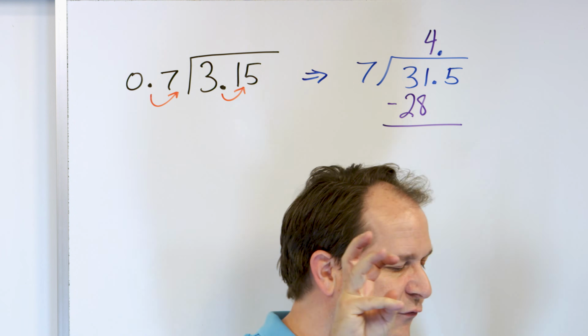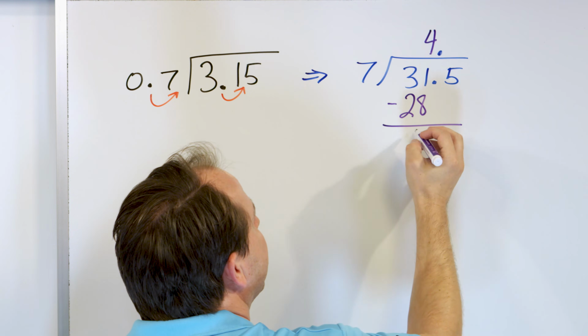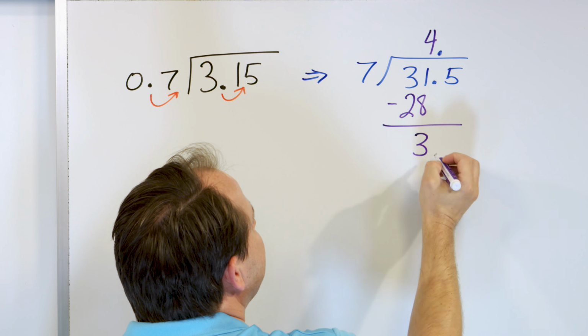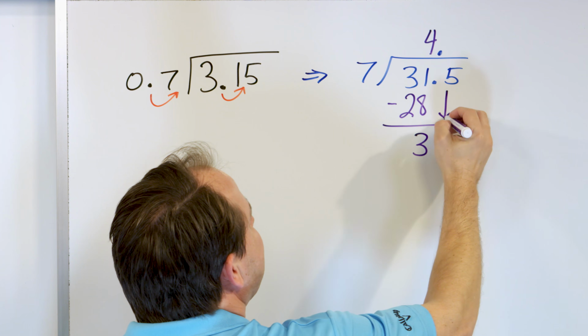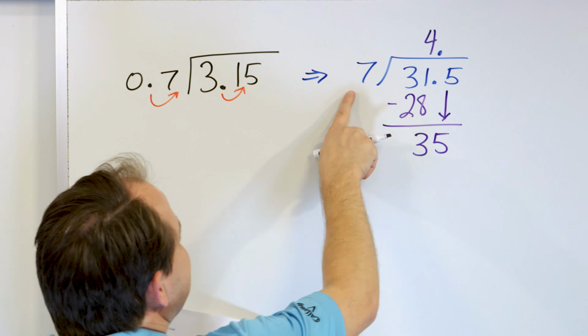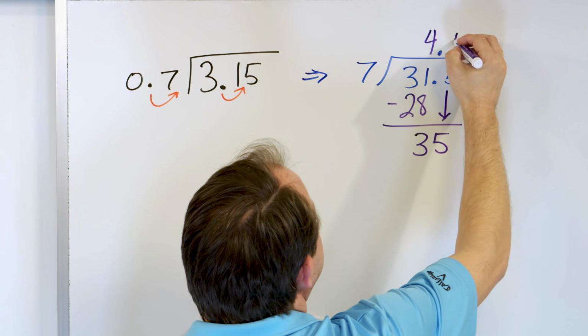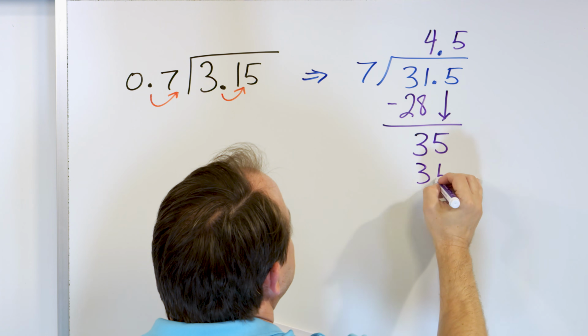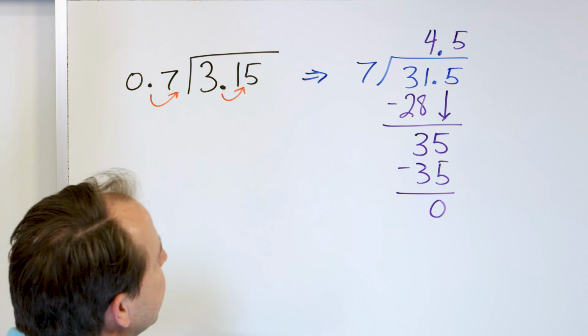There's only a difference of 3 here. So 31 minus 28 is 3. After I do that, I always drag the next digit and bring it down for a 5. Now 7 times something is 35. Of course we know 7 times 5 is 35. And then we have a 0 remainder and we're done.